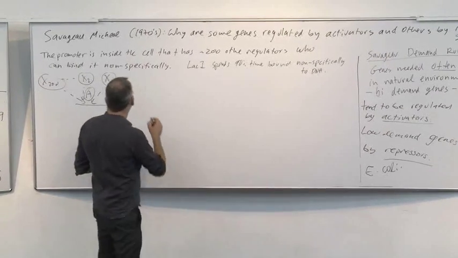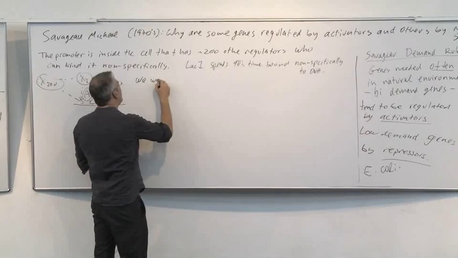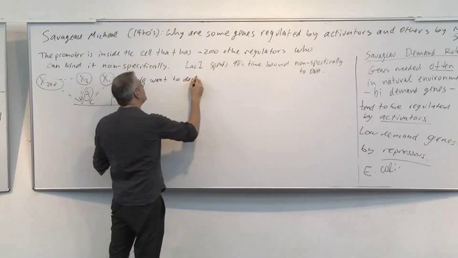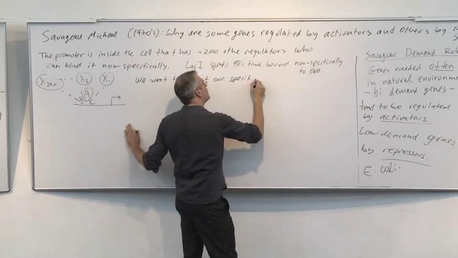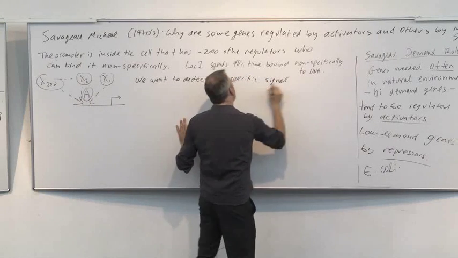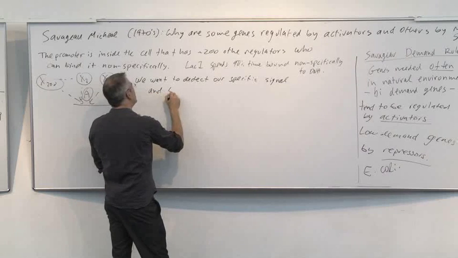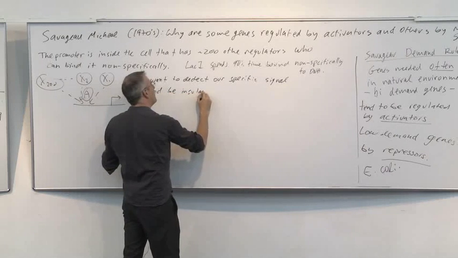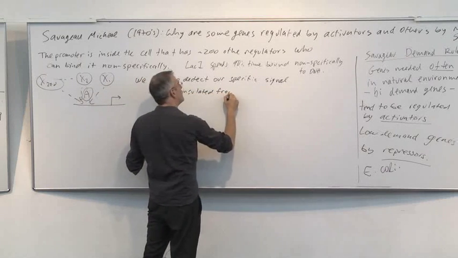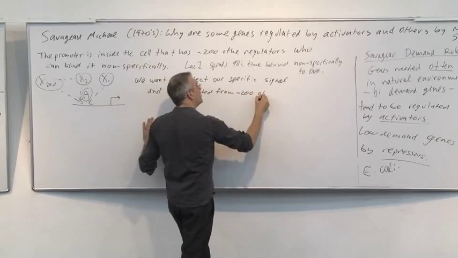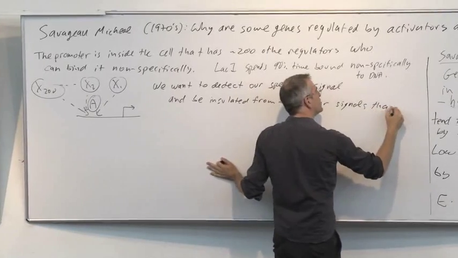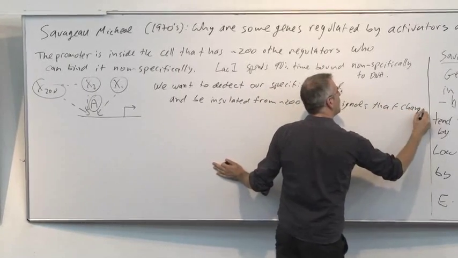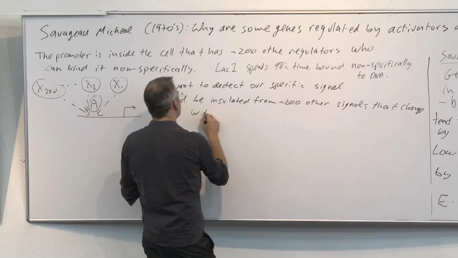And so you can say we want to detect our specific signal and be insulated from the 200 other signals that change with each environment, right?